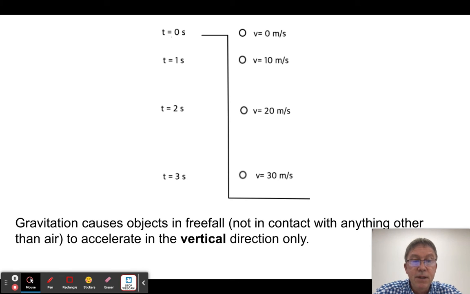So it's always understood that gravity is going to cause things to accelerate, but it's only going to make them accelerate in the vertical direction. So if I release an object, after 1 second, it will be traveling at 10 meters per second. After 2 seconds, it'll be going 20. After 3 seconds, it'll be going 30. And it will travel an increasingly greater distance each time because it's going faster constantly. So the acceleration g is in the vertical direction only.